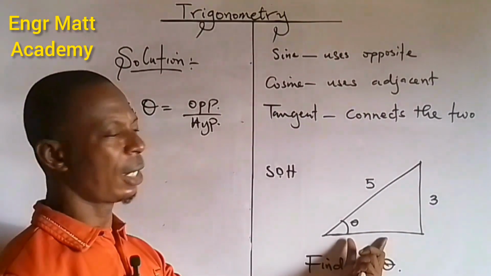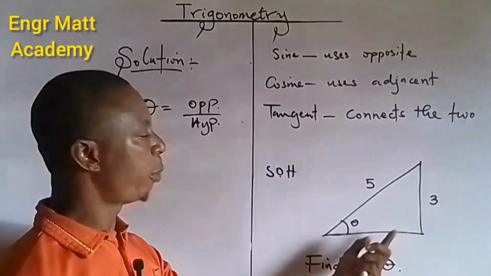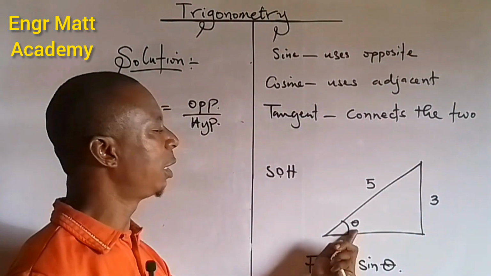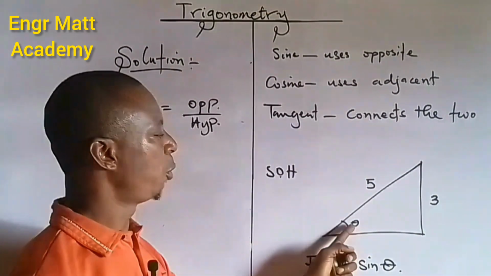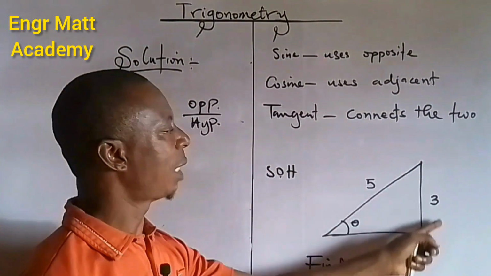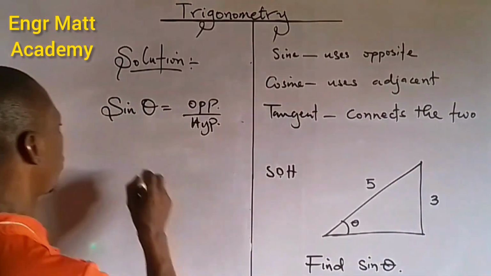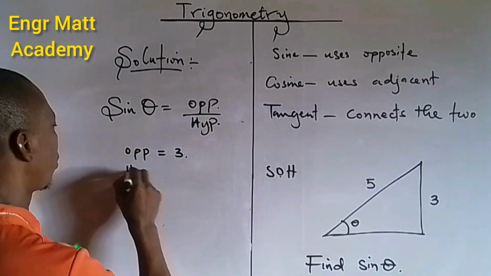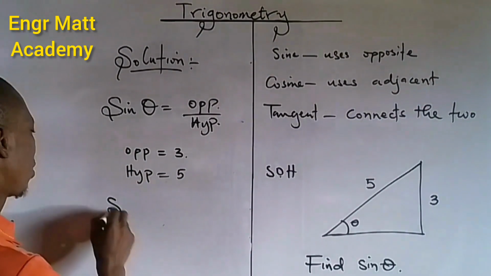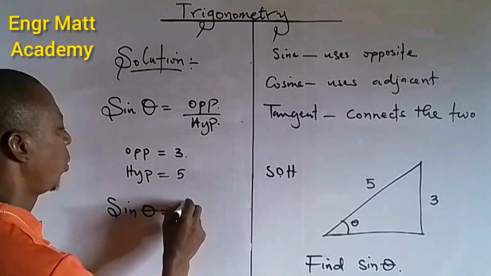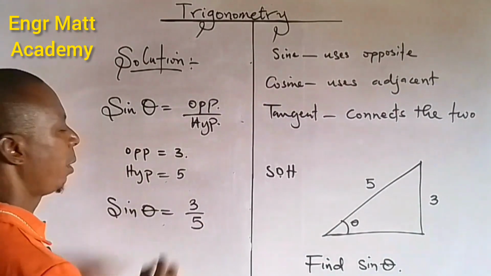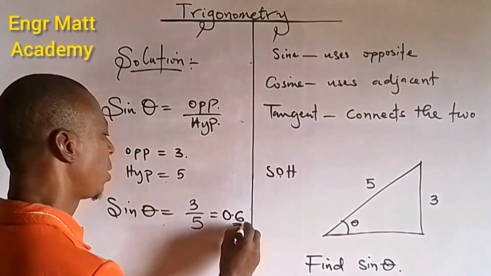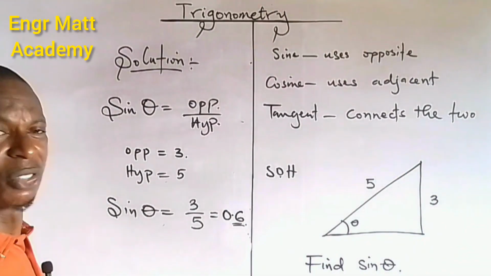Now let's come back to the triangle. What is the opposite? Remember, the opposite is the side facing the given angle, theta. So if you trace this angle, you see that 3 is the opposite. So opposite is 3 and hypotenuse is 5. Therefore, sine theta is equal to 3 over 5. Or you can go a step further and say 0.6. That is it. No stress.